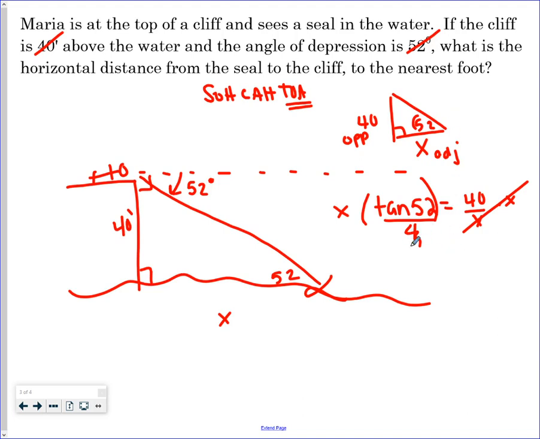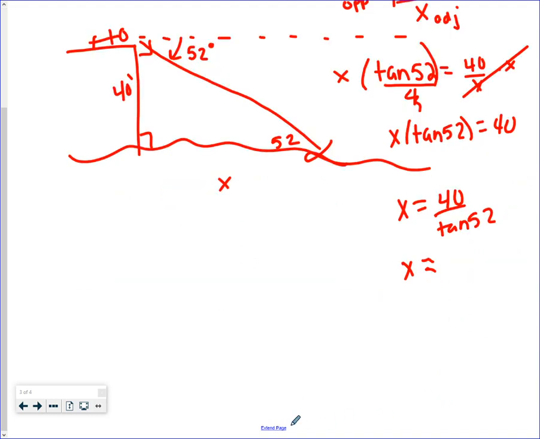Okay, so now I have X tangent 52 equals 40, so I've got to divide by that tangent 52. And this one said to the nearest foot, so they told us where to round. So what is 40 over tangent 52? 31 feet, right? Did I lose anybody? Anybody's calculator not like that? Okay.